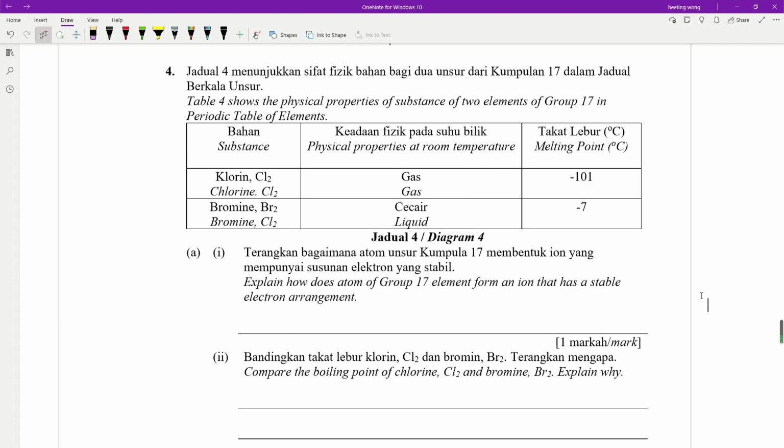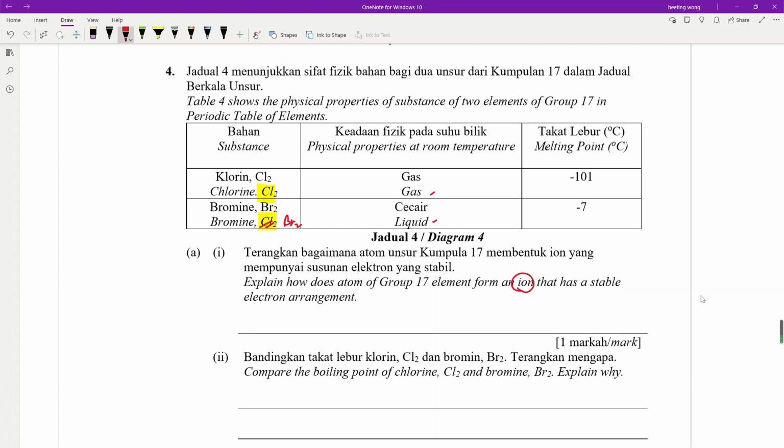Okay, question number 4. The table shows the physical properties of two elements of group 17 in the periodic table. So group 17, chlorine and bromine. Bromine, the formula is wrong, should be bromine. Physical property: gas, liquid, melting point negative 101, this one negative 7. Explain how the atom of group 17 forms an ion that has stable electron arrangement.